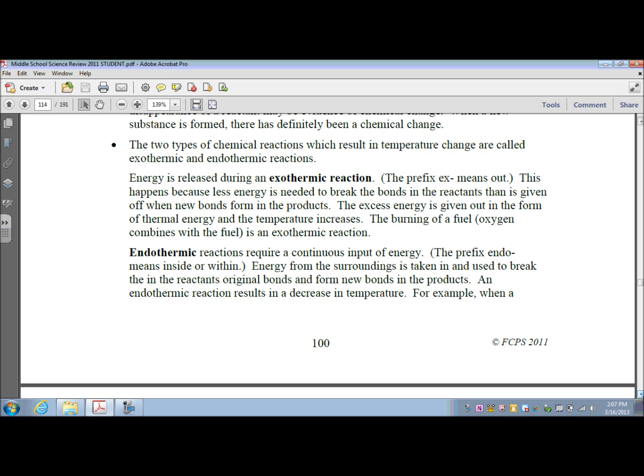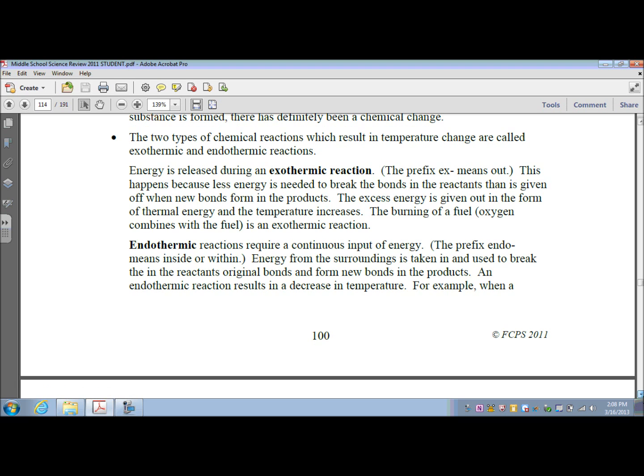Endothermic reactions require a continuous input of energy. The prefix "endo" means inside or within. So for endothermic reactions, energy needs to go in. Energy from the surroundings is taken in and used to break the reactants' original bonds and form new bonds in the products. An endothermic reaction results in a decrease in temperature.